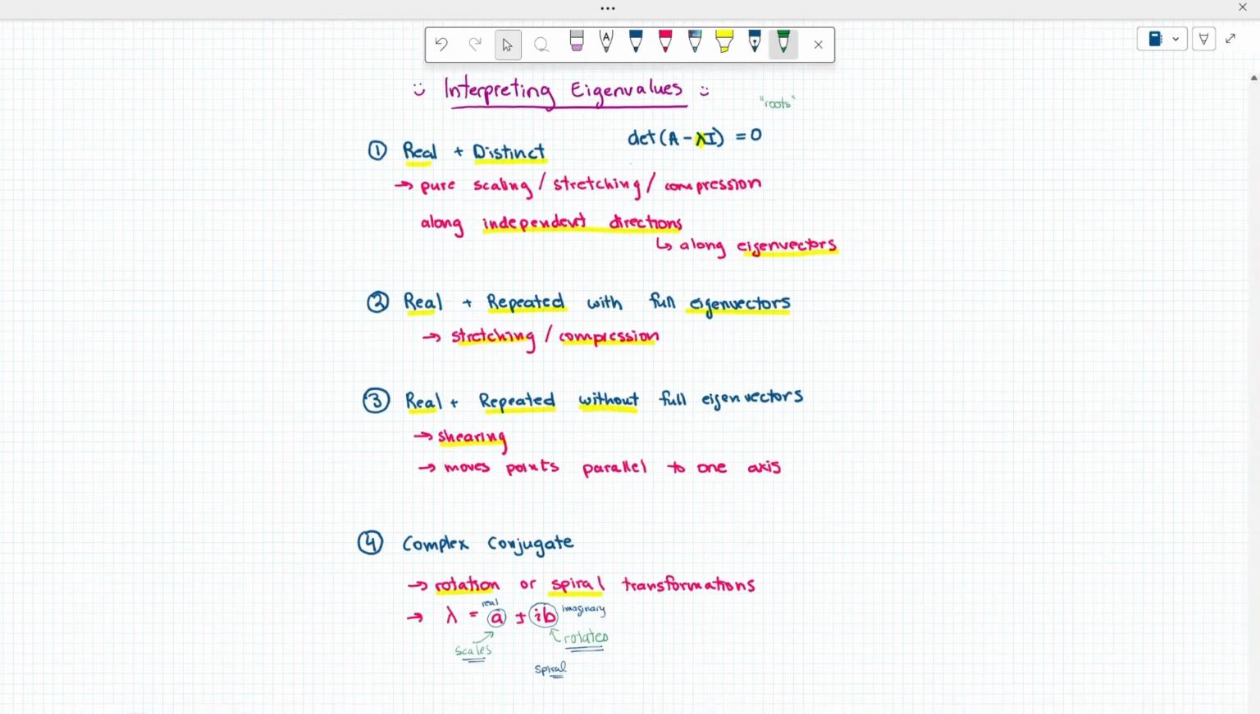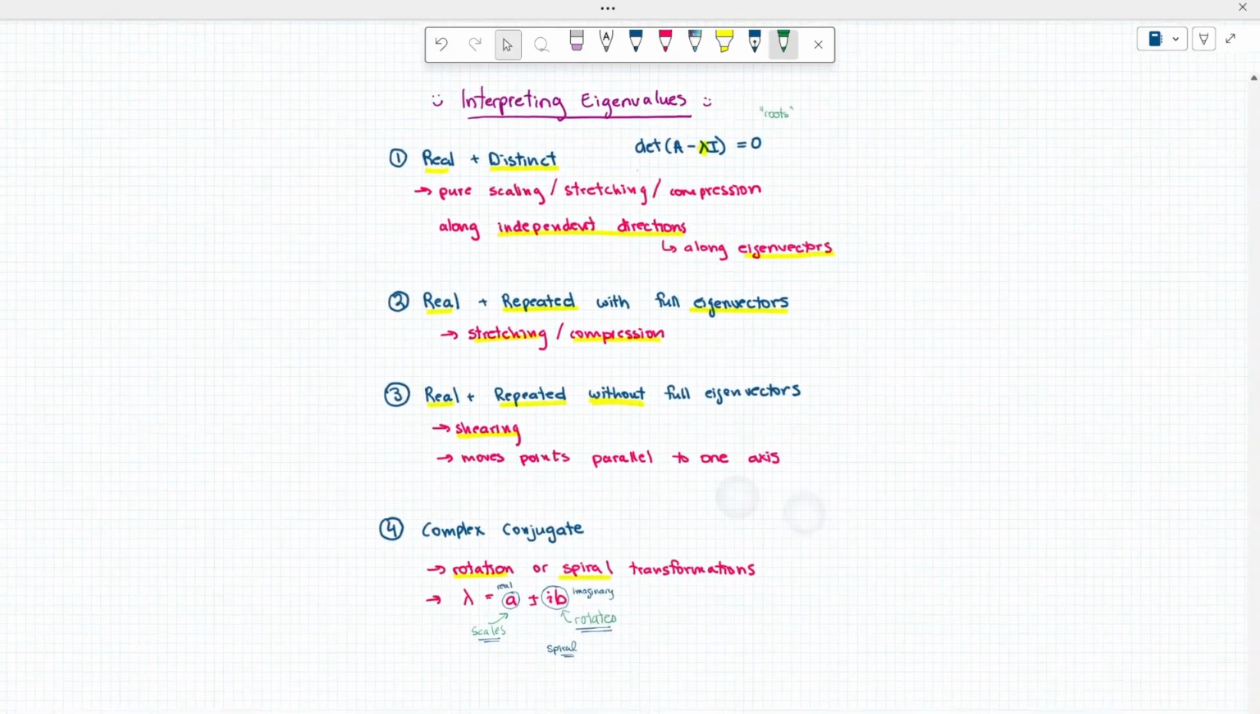And finally, if you have complex conjugates, that means your transformation is a rotation or a spiral, where your real part represents the scaling and the imaginary part represents the rotation. So I hope this was helpful. I'll be following up with more examples where you can see this in action.